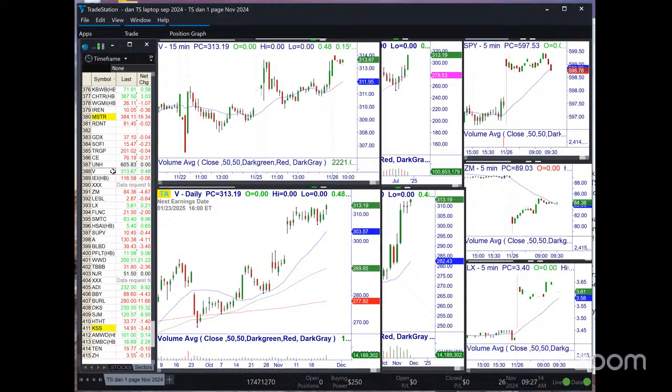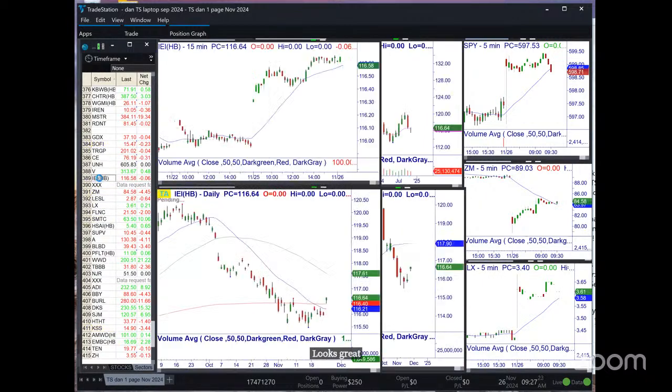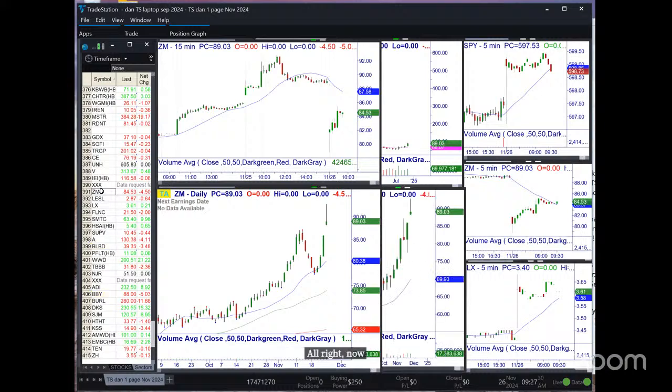Visa breaking out, looks great. That's a bull rectangle. Looks great. IEI is one of these TLT derivative type things. All right, now I'm on the earnings. Zoom.